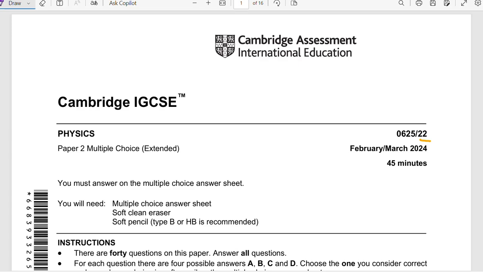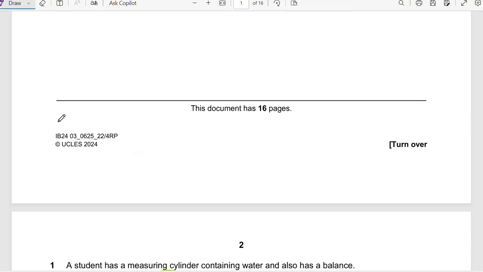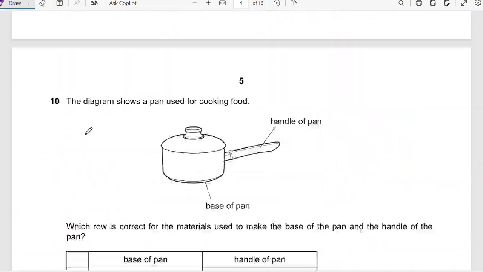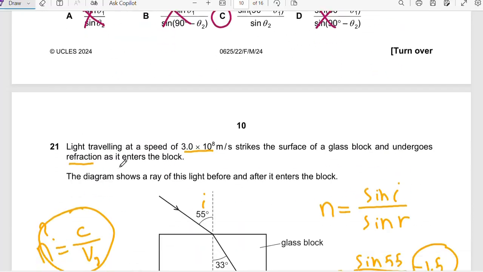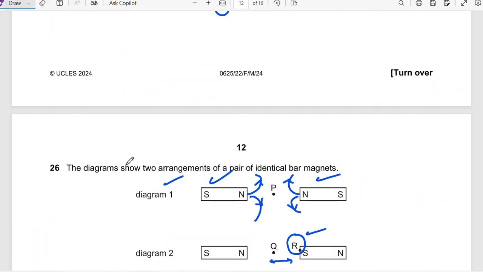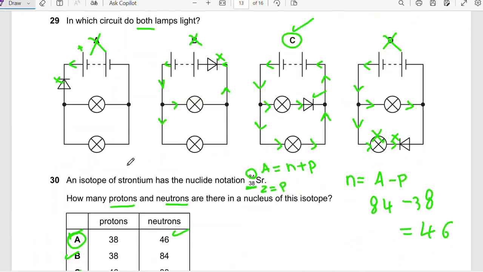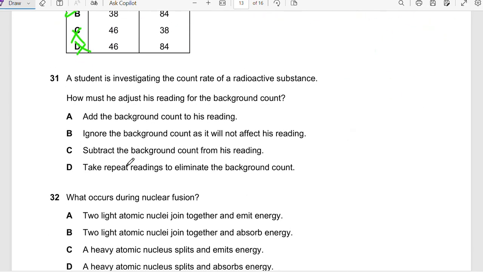This is part 4 of paper 22, February-March 2024, multiple choice for extended. As I remember, we reached question 29 or 30, so we're going to start with question 31. All these we did in the previous 3 videos. So going to start with the 31.